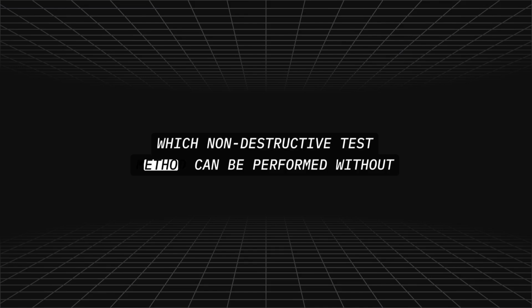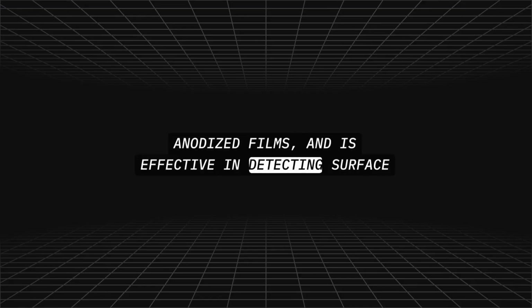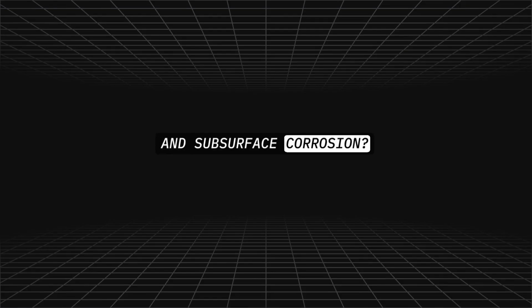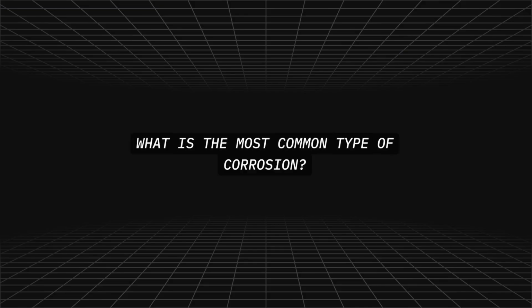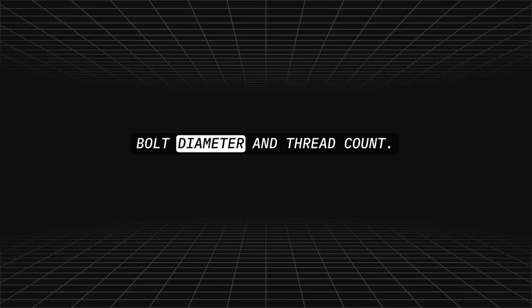Which non-destructive test method can be performed without removing the surface coatings such as primer, paint, and anodized films, and is effective in detecting surface and subsurface corrosion? Eddy current inspection method. What is the most common type of corrosion? Surface corrosion. What does a 1/4-20 bolt mean? Bolt diameter and thread count.